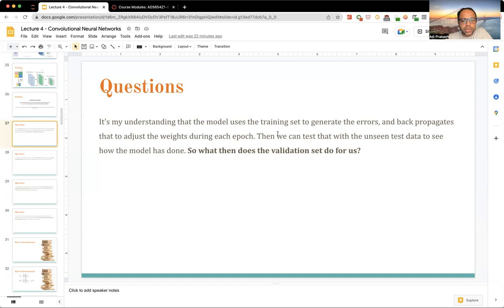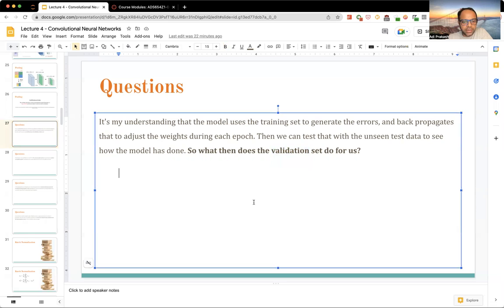Okay, so the first question was, there's a confusion. What is the purpose of the validation set? We have the training set, and we use the training set to find the gradients. Why do we have a validation set? Because there's also the idea of a test set.